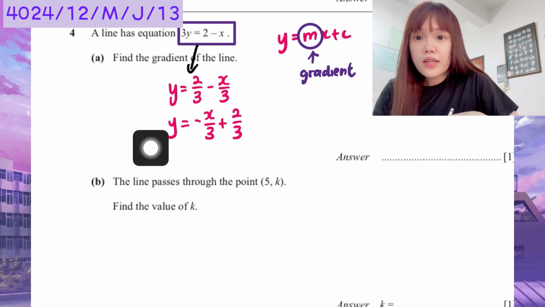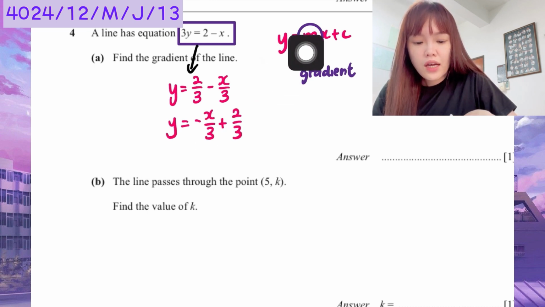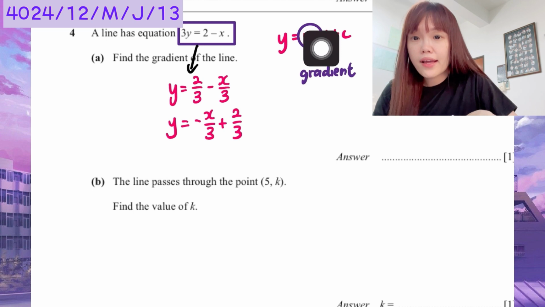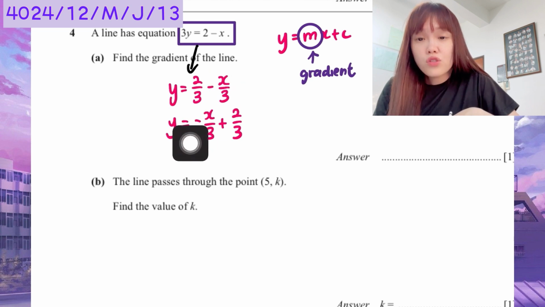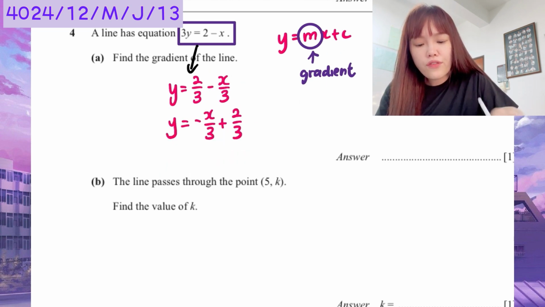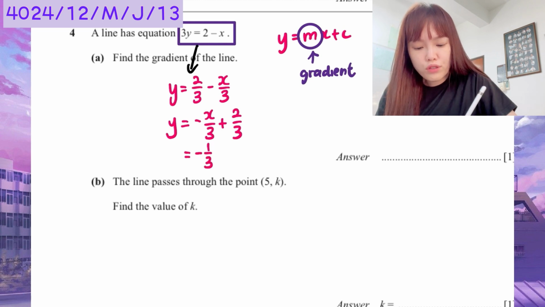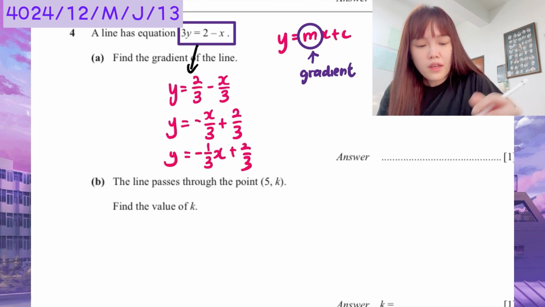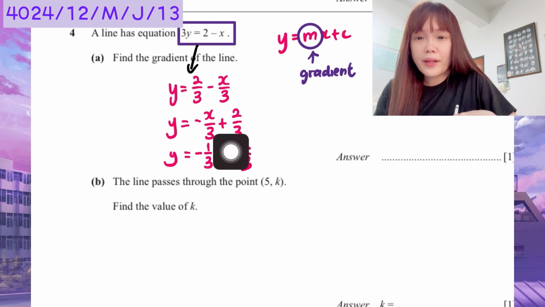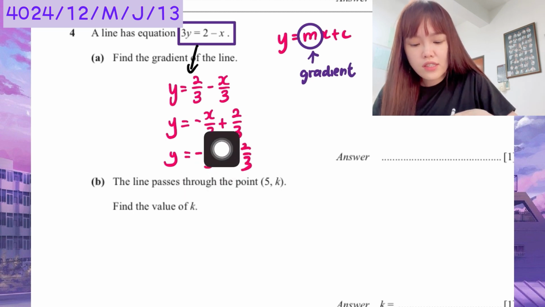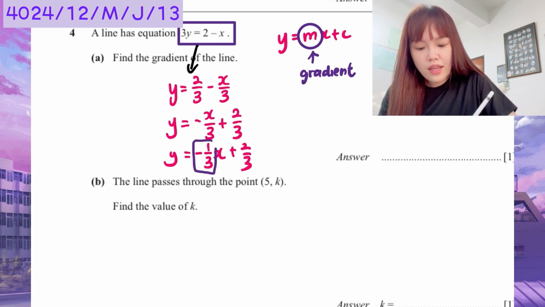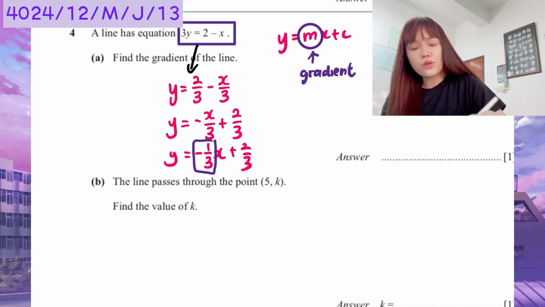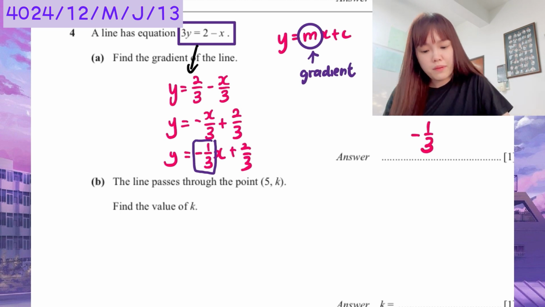The reason why I'm doing this, I'm making y the subject, is because I want to see what is my gradient, what is the coefficient of my x. We have to move the x over 3 here so you can see what is the gradient. Now this is negative x over 3, which is also negative 1 over 3x. It's the same thing. The numerator you can write at the side, but definitely not the denominator. Your x cannot be at the denominator. If x is numerator, it can be at the side here as well. So here we can see what our gradient is. Our gradient here is negative 1 over 3. So that is the answer, negative 1 over 3.